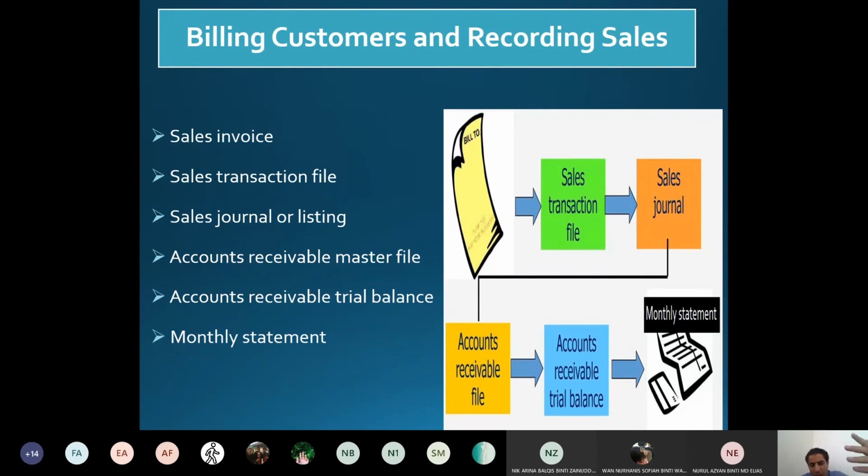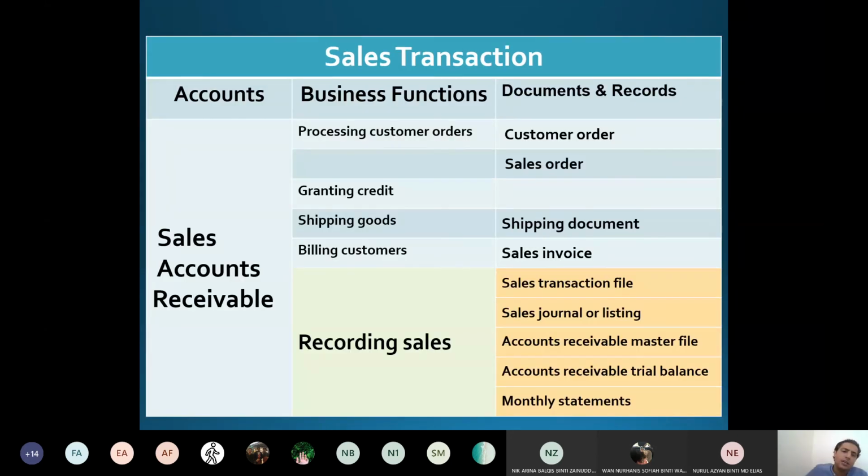Okay, but you need to understand what functions will be happening in the recording of the sales transaction. So here we have a table explaining three things under sales transaction: the account, the business function, and the related documents and records.